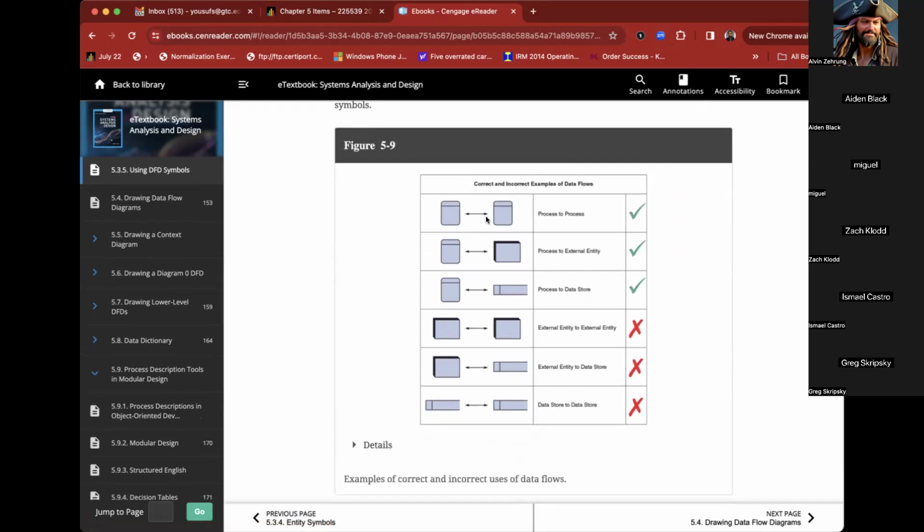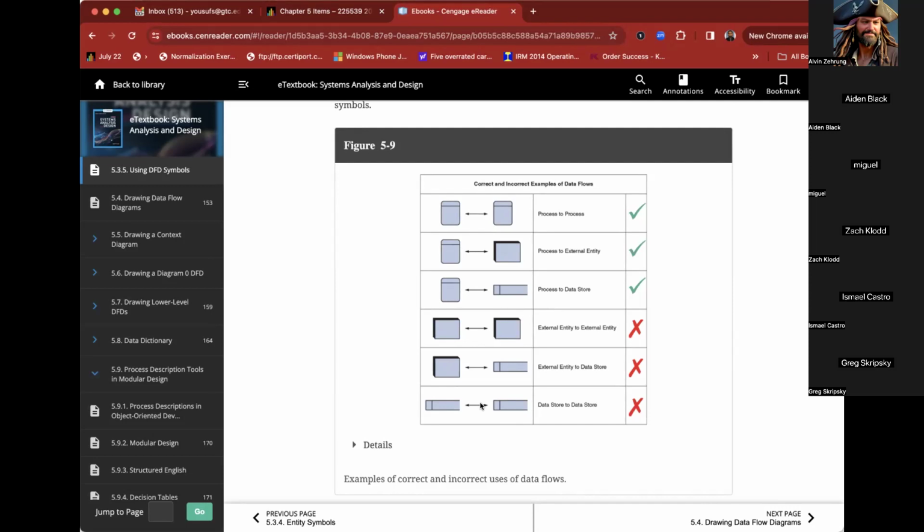Now let's sum up all these rules in one place. Two processes can talk to each other. A process can talk back and forth with an external entity. A process can talk back and forth with a data store. Two external entities cannot talk to each other. An external entity cannot directly talk to a data store, and two data stores cannot talk to each other. Everybody good with these rules?